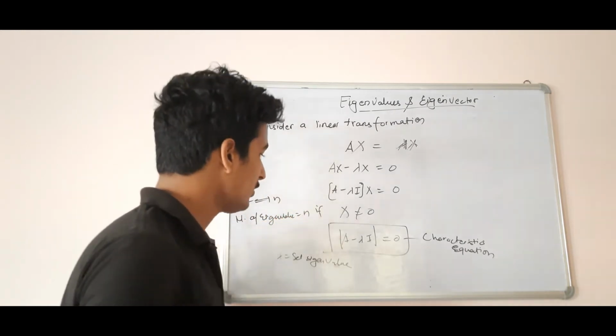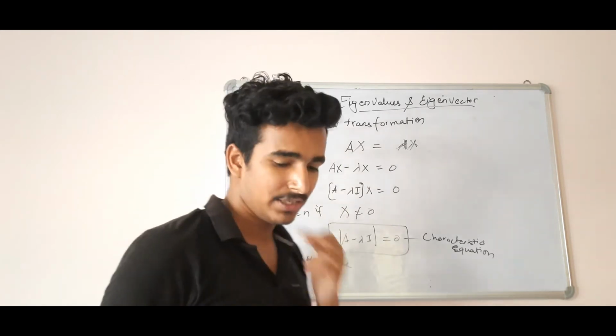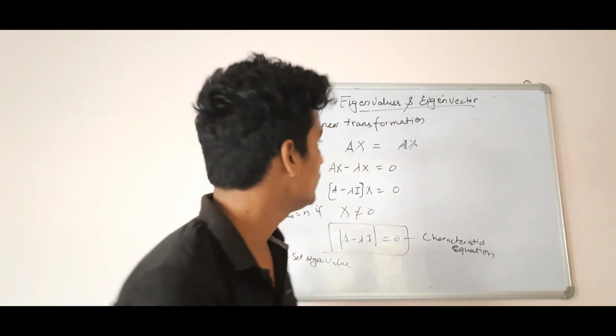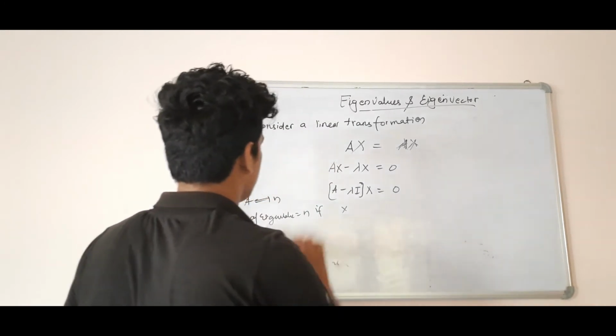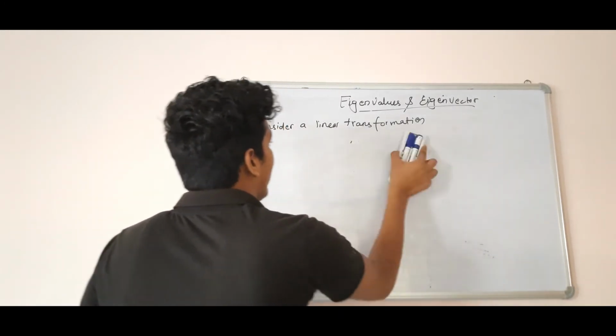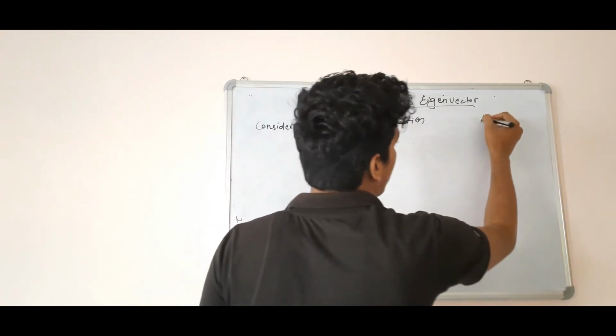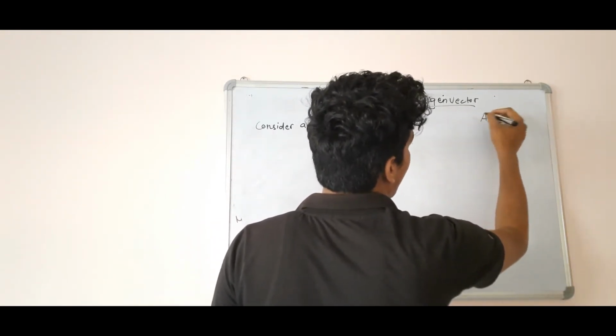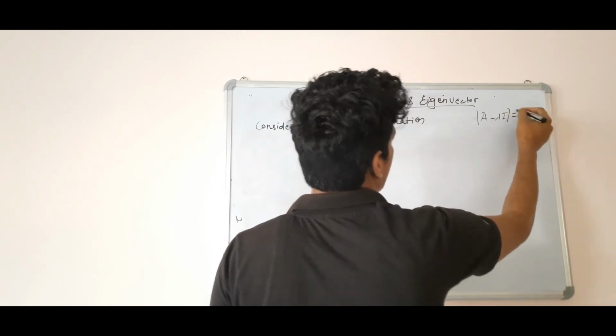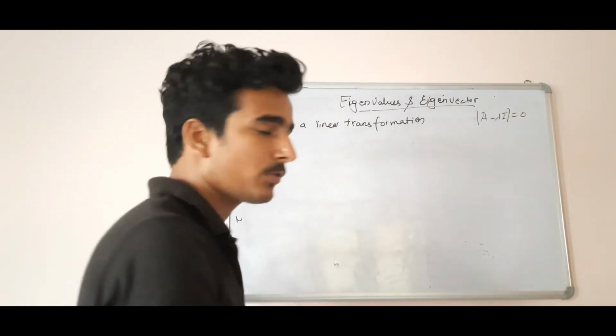This is basically about the eigenvalues of a matrix. So let me take an example, then we'll discuss it. My condition is that the determinant of A minus lambda I is equal to 0.